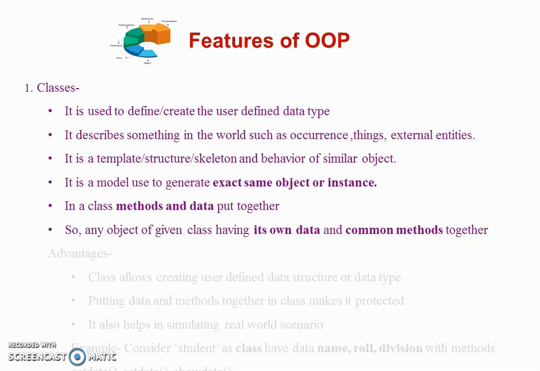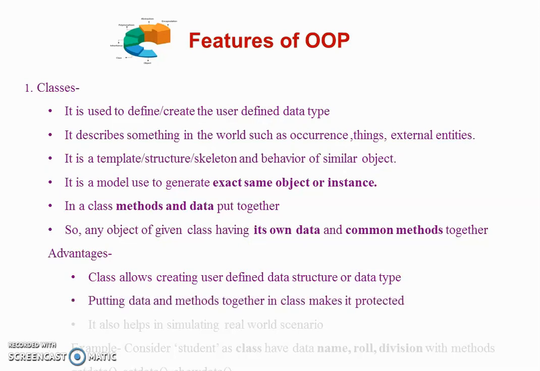For example, all integer variables that we define in our program are actually instances of a class integer. Similarly, all the string variables are objects of a class string. Let's see the advantages of classes. A class allows the user to create their own user-defined data type or data structure. Putting data and methods together in a class makes it protected. It also helps in simulating the real-world scenario.